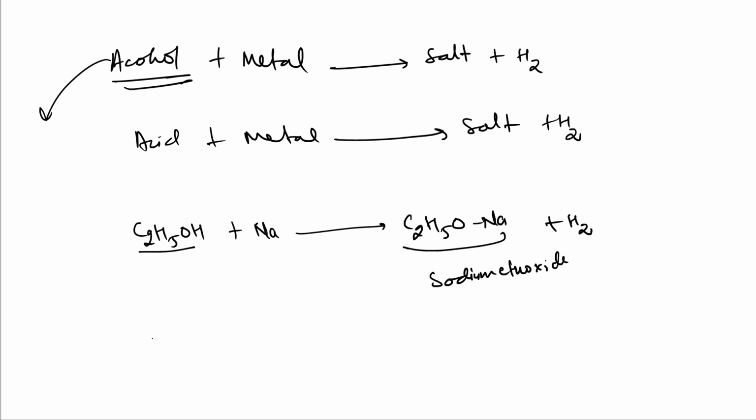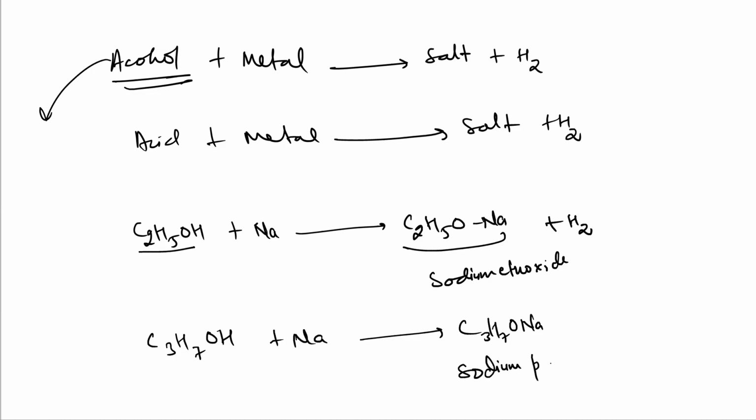Like if we have propanol, C3H7OH, when it reacts with metals, it will give you C3H7ONa, sodium propoxide, plus hydrogen gas.